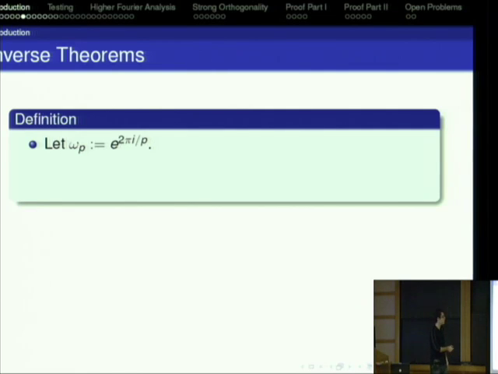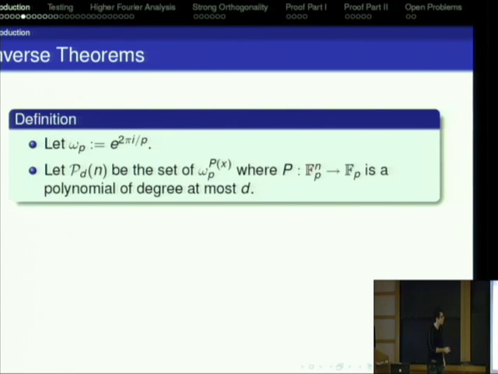Now, I'll use this notation omega sub p to denote e to the 2 pi i over p, because I'm going to do some Fourier analysis. And now let P sub d of n denote the set of all these omega p to some polynomial P(x), where P is of degree at most d. So you take this set of all multivariable polynomials of degree at most d over F_p, and you raise this omega p to the power of P.